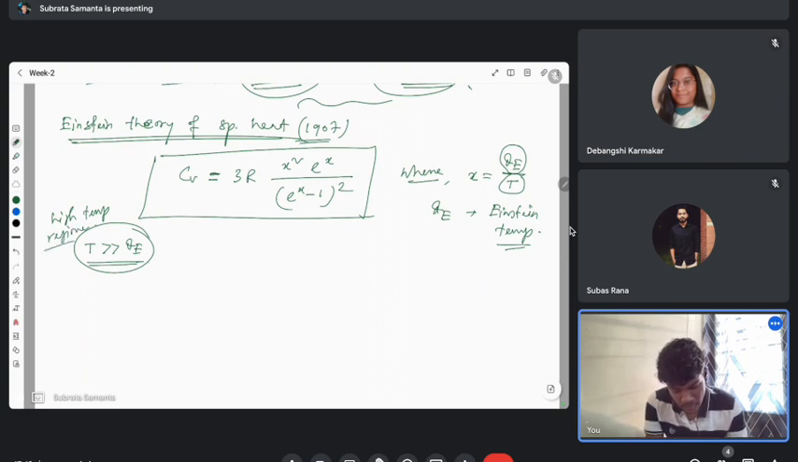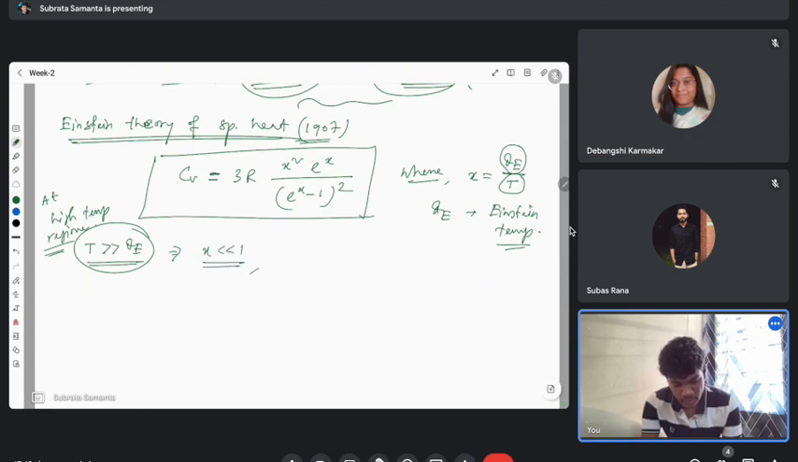Okay. So in the high temperature region, that means T is very much greater than or equal to theta E. Theta E is the characteristic temperature of Einstein's theory, called the Einstein temperature. So if T is much greater than theta E, you are in the high energy, high temperature region. That implies that x is very much less than 1.